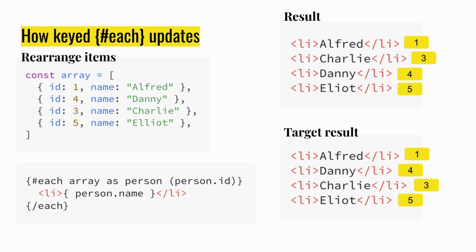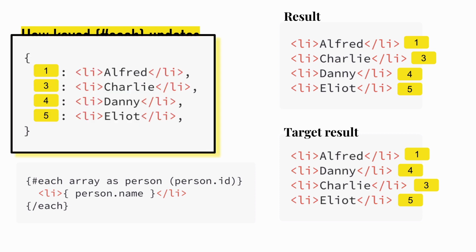Here, if you take a look at the array, we swap the second and the third item, right? So right now, the order will be Alfred, Danny, Charlie, Elliot. So we have our target, Alfred, Danny, Charlie, Elliot, key 1, 4, 3, 5. And what we have on the screen is 1, 3, 4, 5. Right, so first thing first, we create a mapping out of the current DOM. So we have all the keys and the reference of the DOM elements on this DOM.